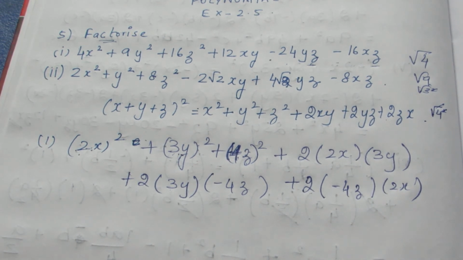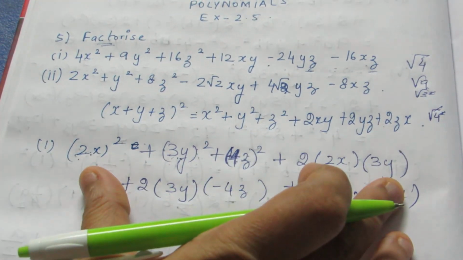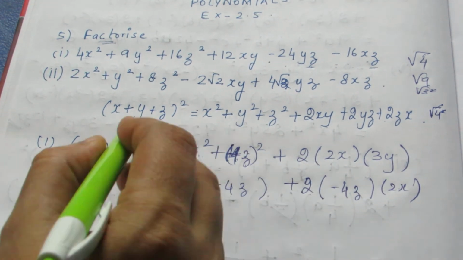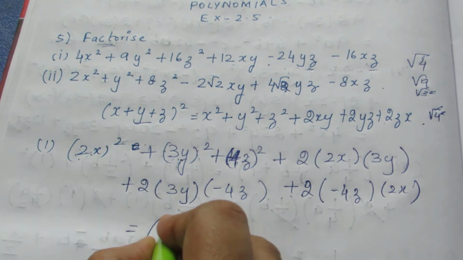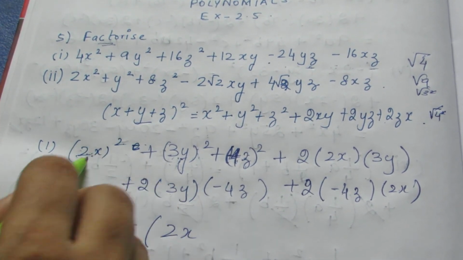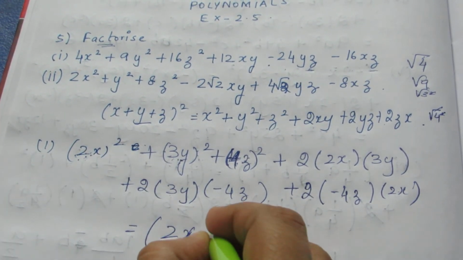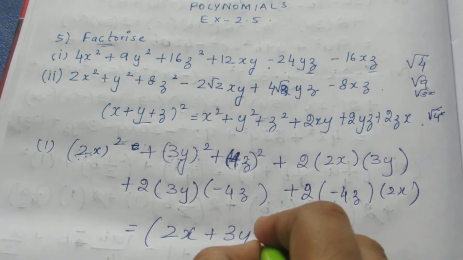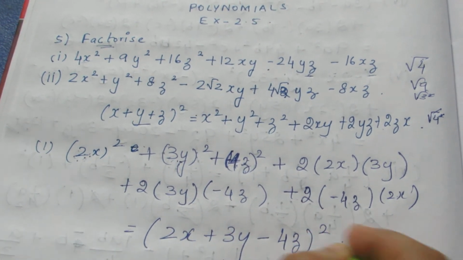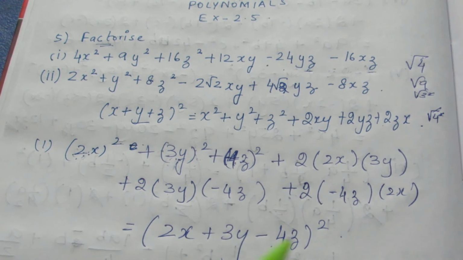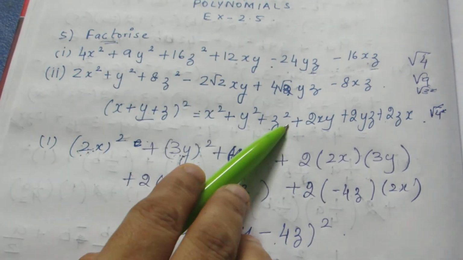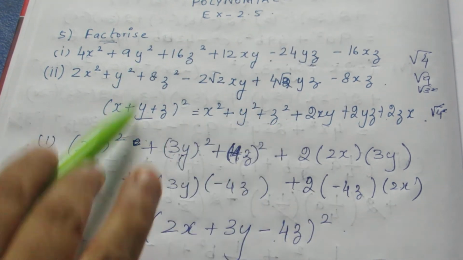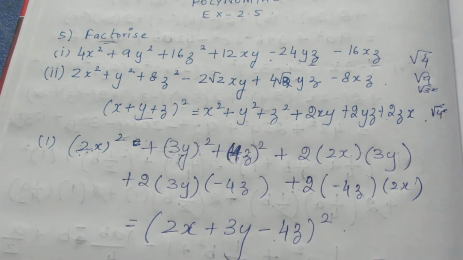So we can see the formula applies here. So we need to conclude the answer with the question. So we need to write 2x instead of x. What do we have here? It is 2x plus 3y minus 4z the whole square. With the sign we need to write it. Remember, if the question is given, we need to conclude with the answer. If the answer is given, we need to conclude with the question.